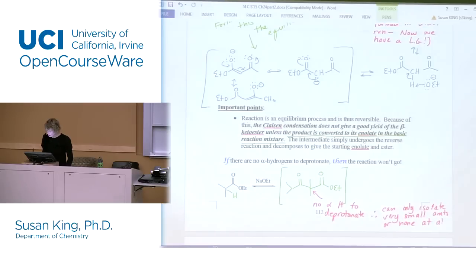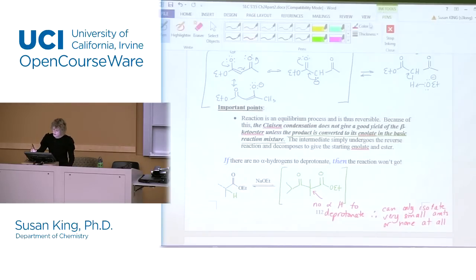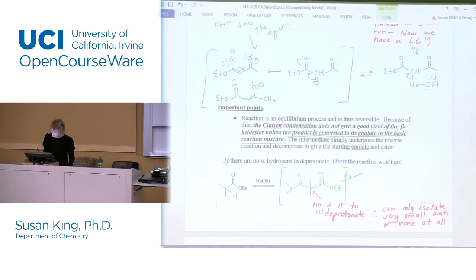So when I say very small amounts, I mean 1%, 2% maybe. And so therefore, you can't synthesize this compound by Claisen condensation. Can't synthesize this compound.